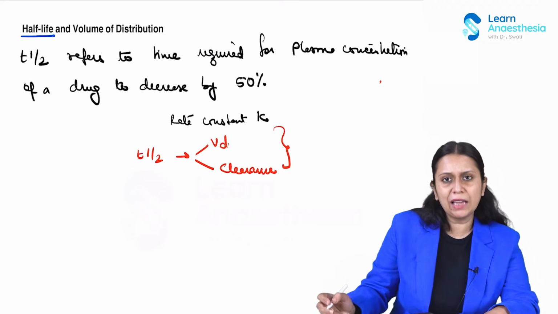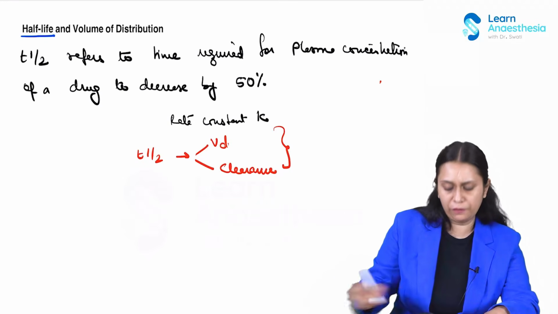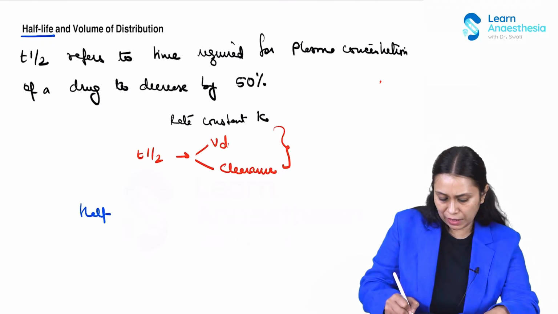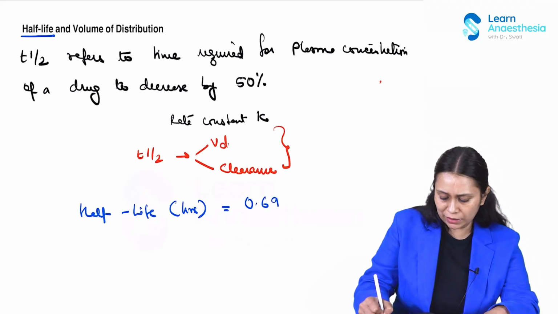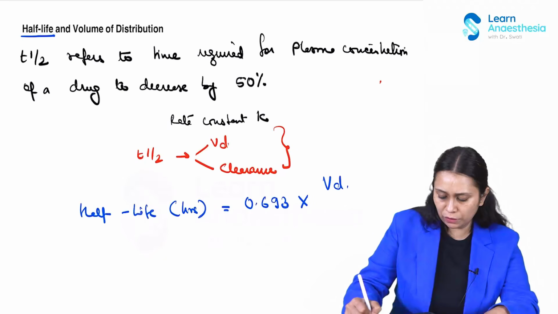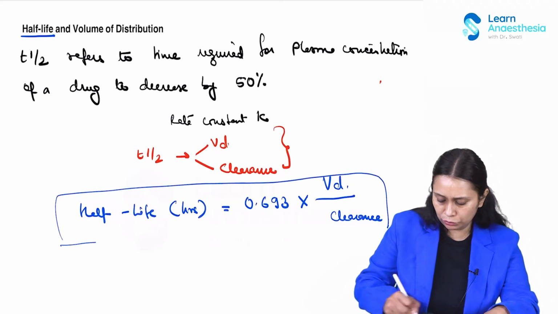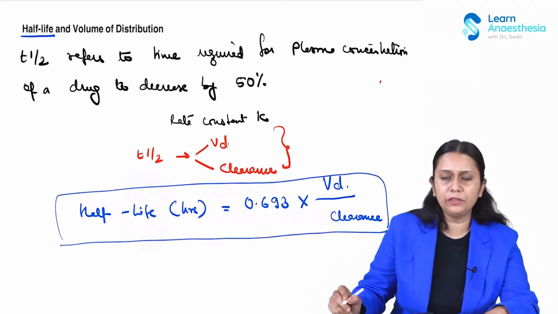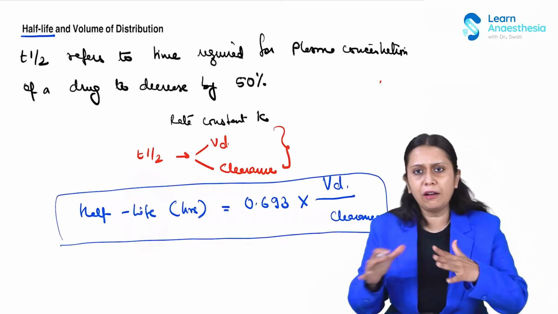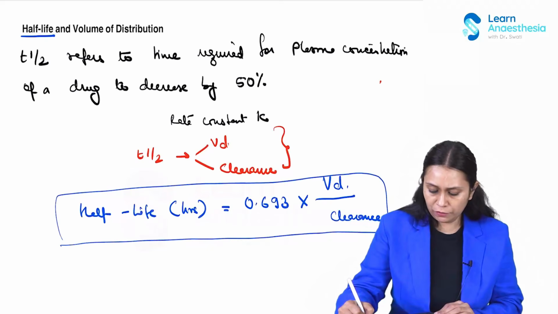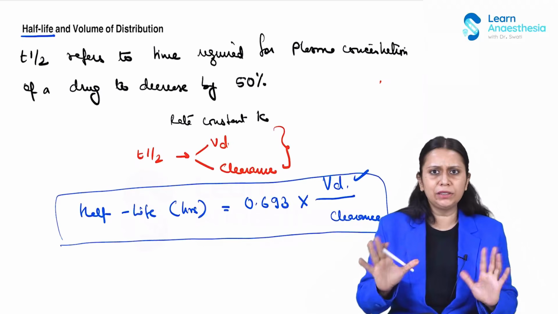Now, how do we calculate the half-life? So half-life in hours is calculated by multiplying 0.693, that is the constant, by the volume of distribution of the drug, and divided by the clearance of the drug. So this is the formula to calculate the half-life of any drug. Now, how is half-life affected by volume of distribution? We have to understand this concept.